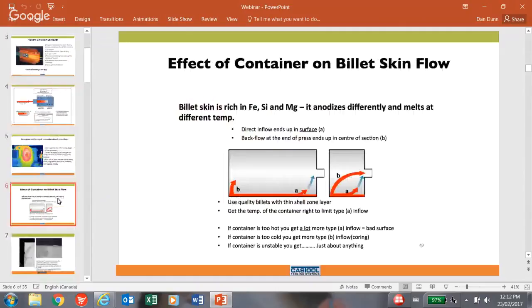We have looked at the effect of the container on billet skin flow. The negative effect of type 1 inflow is encouraged through excessive liner temperature, as the liner and the body reach a saturation point and the container can no longer effectively dissipate the heat generated during extrusion. On the opposite side of this coin, if the container is too cold, type B inflow will occur, which is better known as coring. If your container is thermally imbalanced, you could experience both situations, which are not good for productivity and extrusion quality.